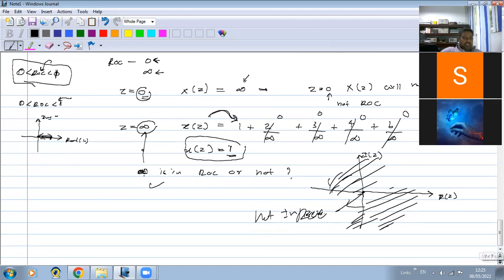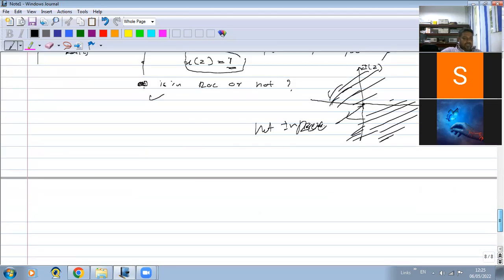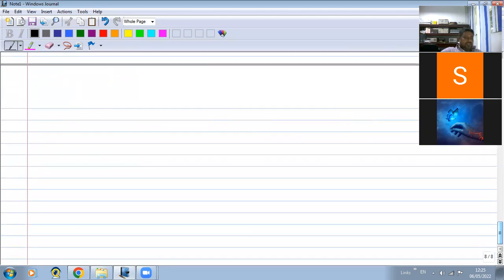I need another two. Tell me, find the X(z) of delta n, the impulse. This is example 3. Quickly find this. Find the X(z) of x[n] and the ROC also. Quickly find.